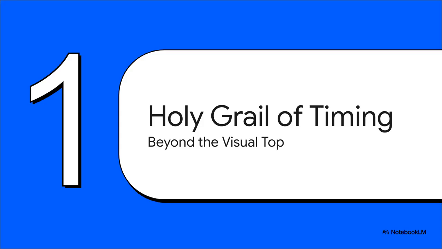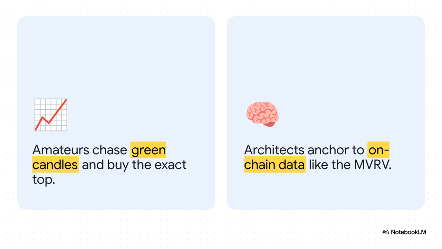All right, kicking things off with Section 1, the holy grail of timing, moving beyond the visual top. So, yesterday, on day 107 of our journey to financial freedom, we nailed down corporate enterprise valuation. Remember that EV to EBITDA breakdown? Today, we are conquering crypto's absolute hardest, most unforgiving boss level, timing the multi-year macro cycles.